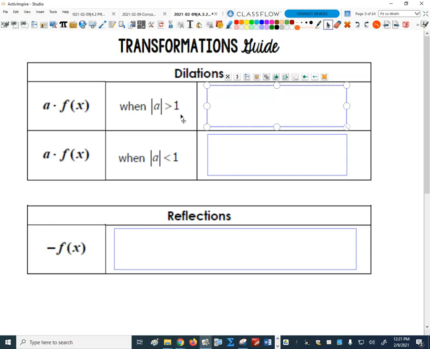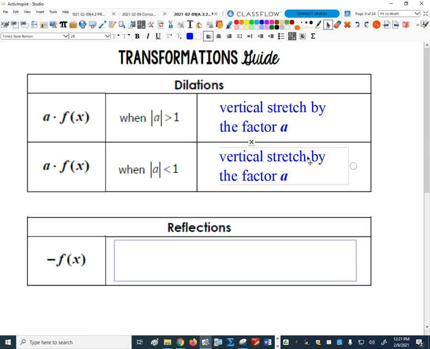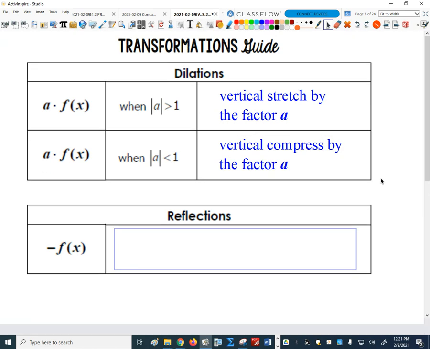So then if a is a number bigger than 1, if the absolute value of a is greater than 1, so it's a big number, I'm going to stretch it by a factor of a. I think I have a mistake here. If a is a fraction that's less than 1, between 0 and 1, then I have to fix that. It's going to compress it, not stretch it. It's going to compress the function by a factor of a. Okay?